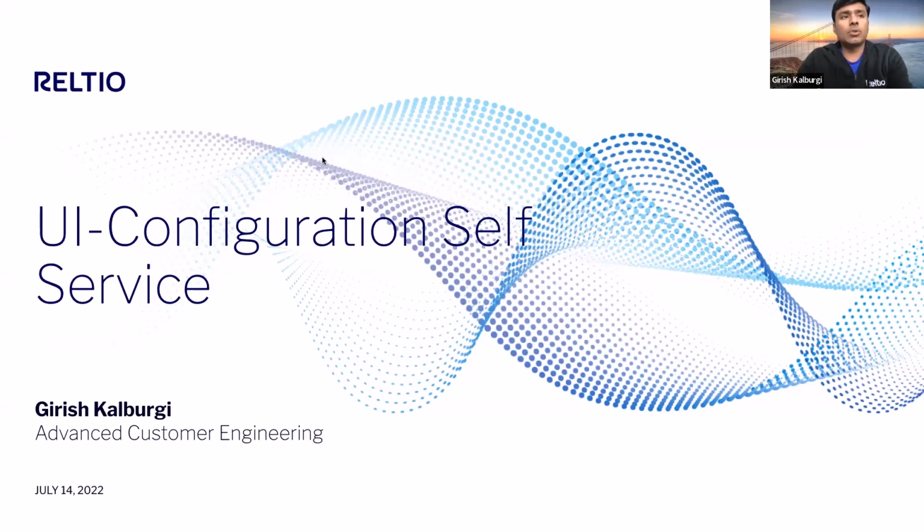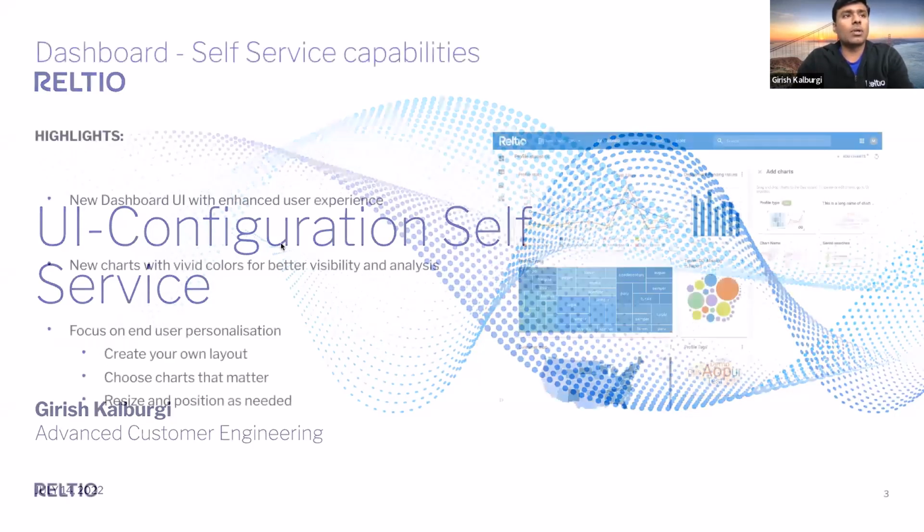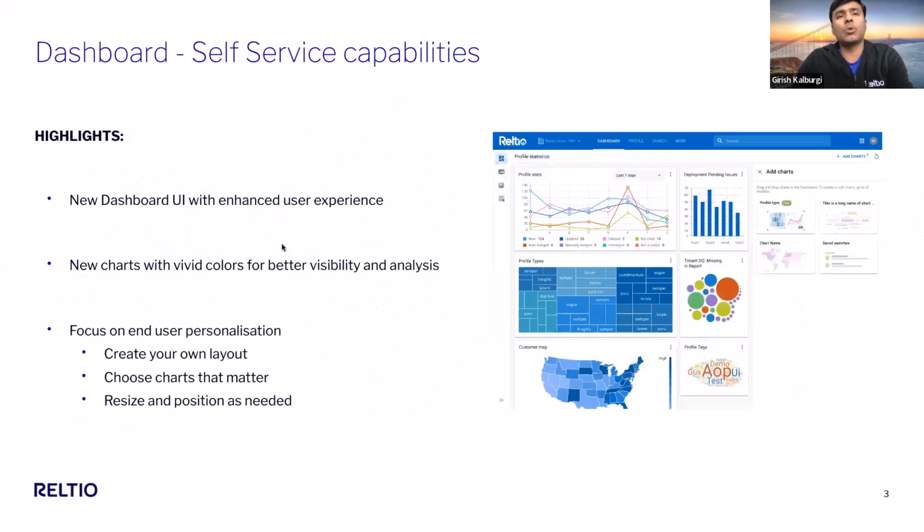Coming to the first module that I was talking about, which is the dashboard self-service capability. As we know, as soon as we land on the Reltio login page, we would be landing on the dashboard page or on the search page, depending on the configuration. Here we have two different terms: one is called the classic view, and one is called the new view. It is basically a classic dashboard view versus a new dashboard view.